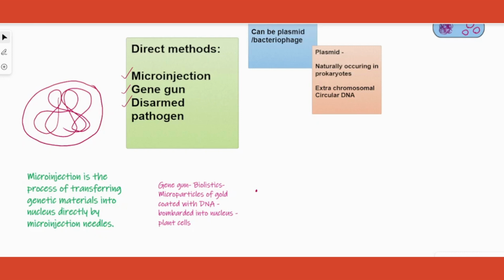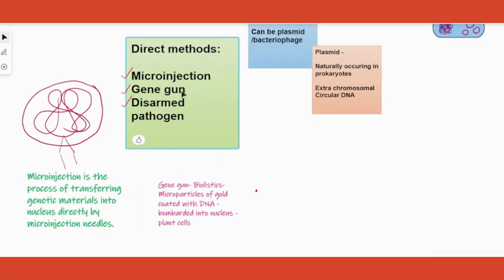So what are the ways in which it can be done? First is microinjection, wherein you use micropipettes like so. A pipette would look like this. Using a microscope, you are observing the cell and then injecting our gene of interest into it. That is called microinjection, usually done for animal cells.